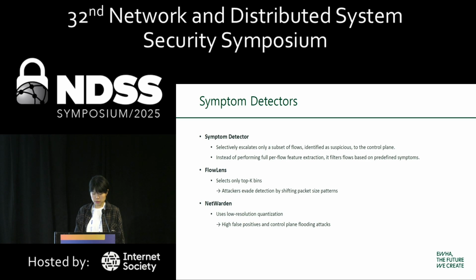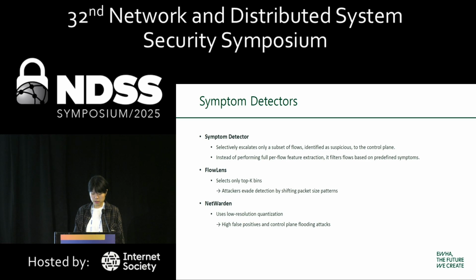Among such symptom detectors, FlowLens and NetWarden are two notable approaches. FlowLens uses a hash table to quantize per-flow distribution ranges and stores only the top K bins. However, this approach is vulnerable to evasion, as attackers can slightly shift the packet size pattern, avoiding detection. As a result, FlowLens cannot generalize well to unseen attack variants.